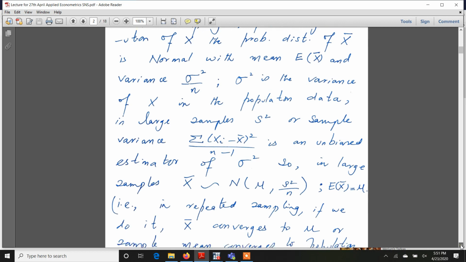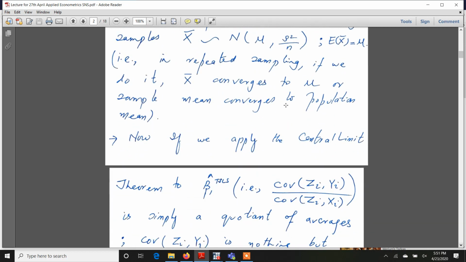Okay. So what does that mean? In repeated sampling, if we do repeated sampling, which in practice we generally don't. So the central limit theorem, keep in mind, is a theoretical concept, because practically we always rely on one random sample. So theoretically, if we do repeated sampling, then x bar, the sample mean, converges to mu, the population mean.